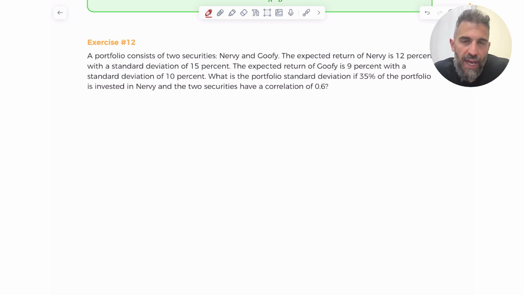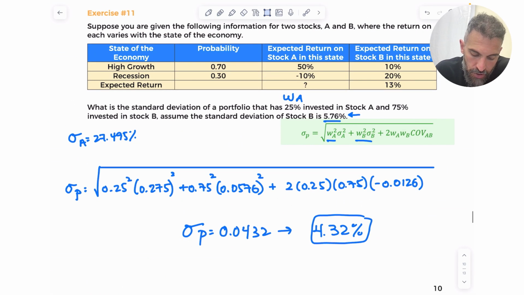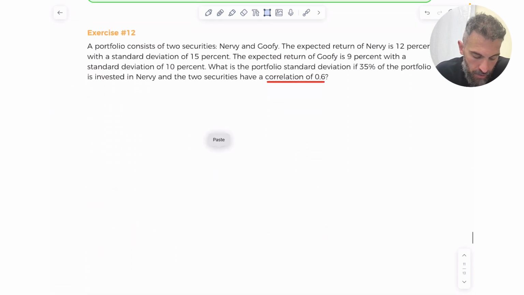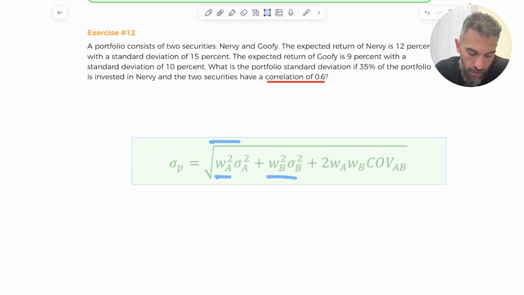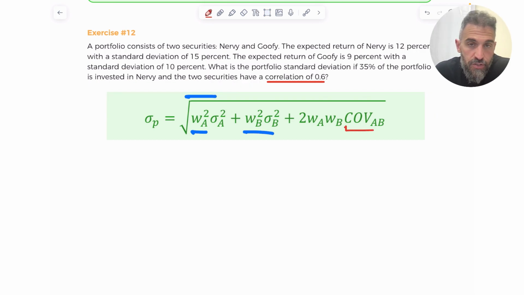You rarely have to actually solve for the correlation coefficient, but you're given a correlation coefficient and you're asked to find the standard deviation. This is a very common question. So we learned just a minute ago that the formula for the standard deviation of a portfolio is this one. But what's important to remember is that in the formula you have the covariance, not the correlation coefficient.